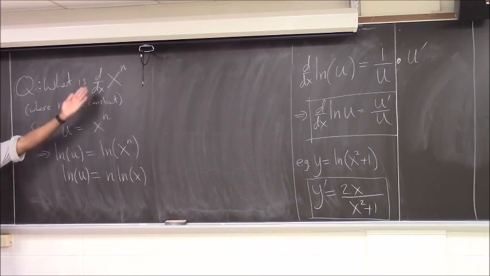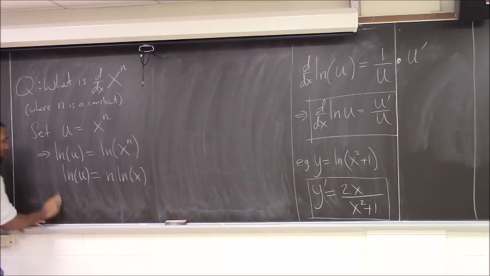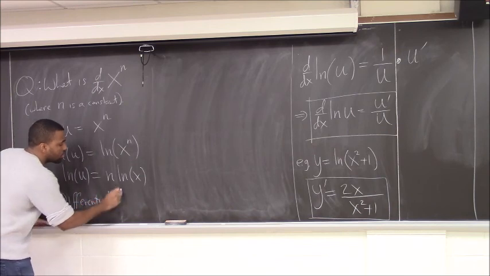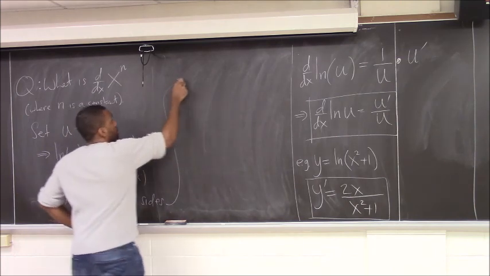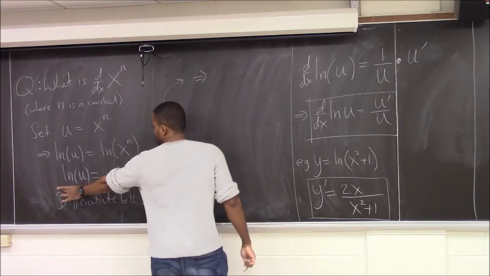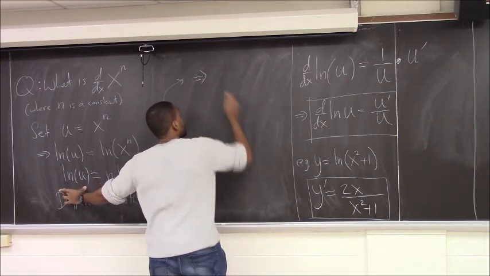So if my u is x to the n, my ln of u is just n ln x. Now if these two are the same, their slopes must be the same, so I'm going to differentiate both sides to find the slope of each side. How do I differentiate ln of u? It's u prime over u.